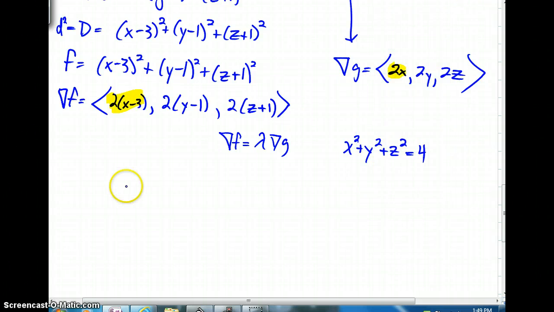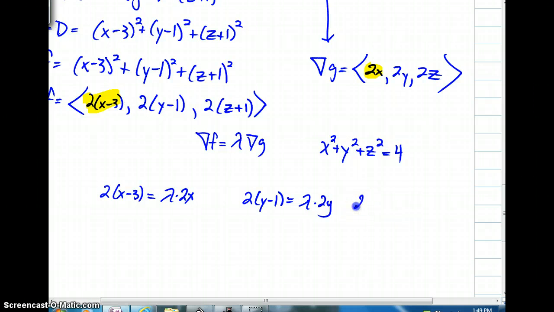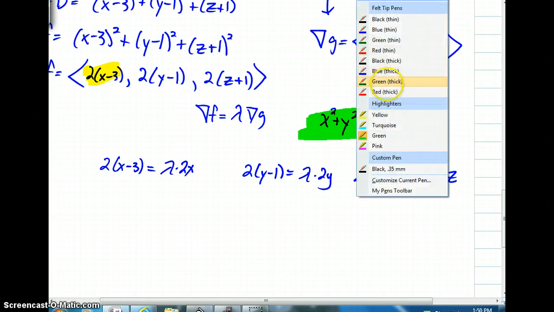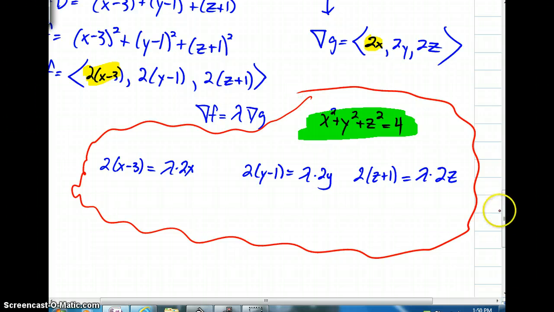So look, all we can do super fast here, making this problem easier, is to say, well, look at our components. We're saying that 2 times (x minus 3) would equal lambda times 2x. We'd also say 2 times (y minus 1) would equal lambda times 2y. And then for our z component, of course, we have 2 times (z plus 1) equals lambda times 2z. But as I keep saying, don't forget this all-important constraint. We're going to use that as part of our system. So really, our system is enclosed right in here. That's what we're working with.